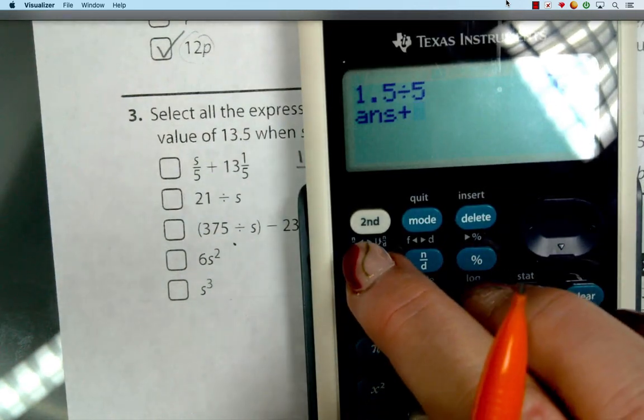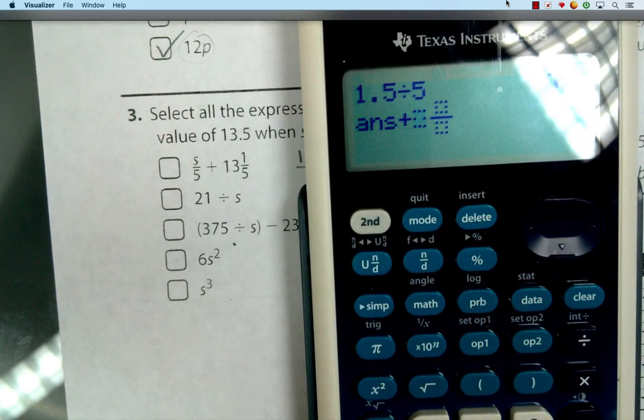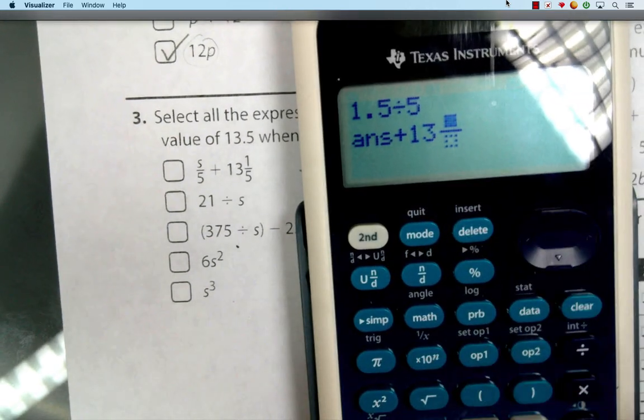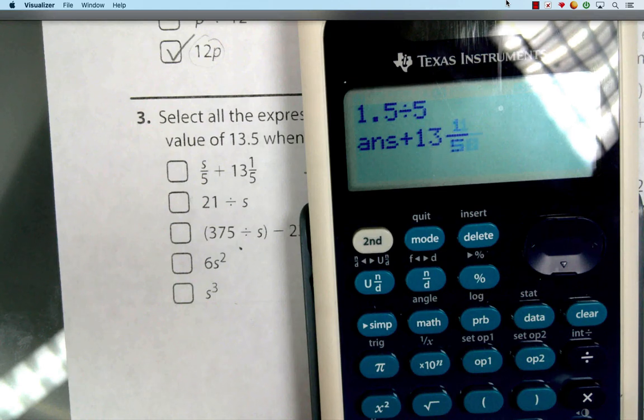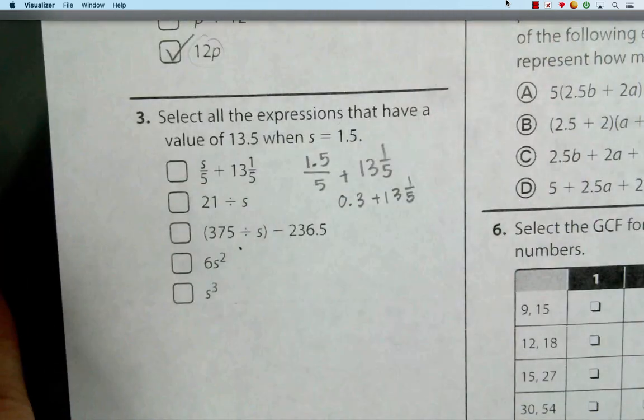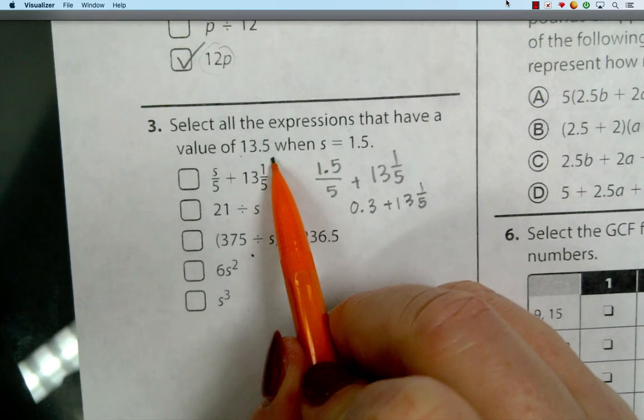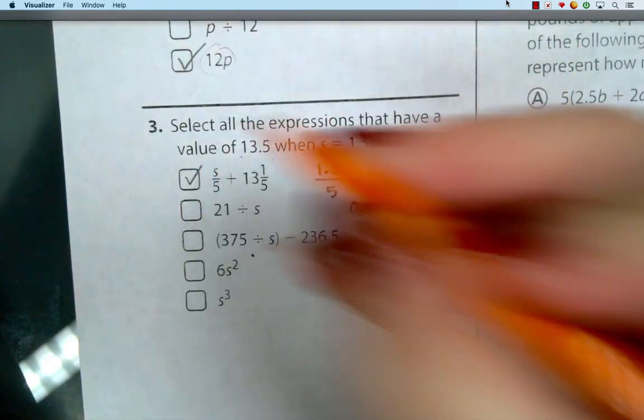Okay, so from here, instead of retyping, I'm just going to put plus, and then we have our mixed number, 13 and 1/5, and then move that arrow over so you separate it, and what do we get? 13 and 1/2. So the value is what? 13.5. So this is a good choice right there.